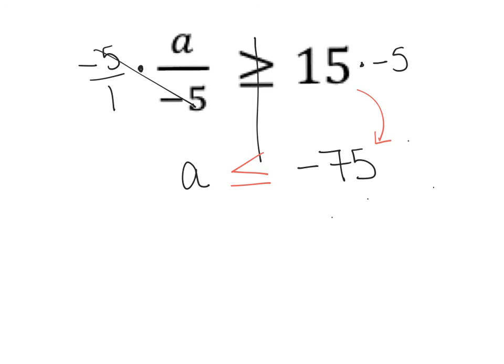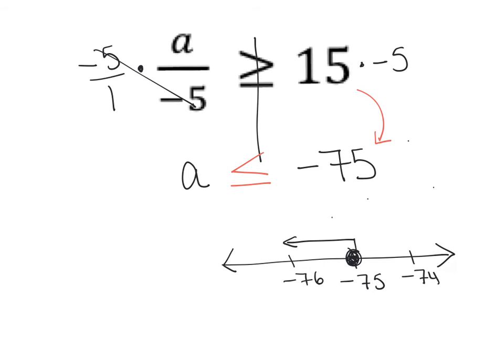So a way to think about this is, let's graph our answer. So we're going to put -75, -74, -76. This is going to be a closed circle because it says equal to. And we're going to be going to the smaller side because it says anything less than.